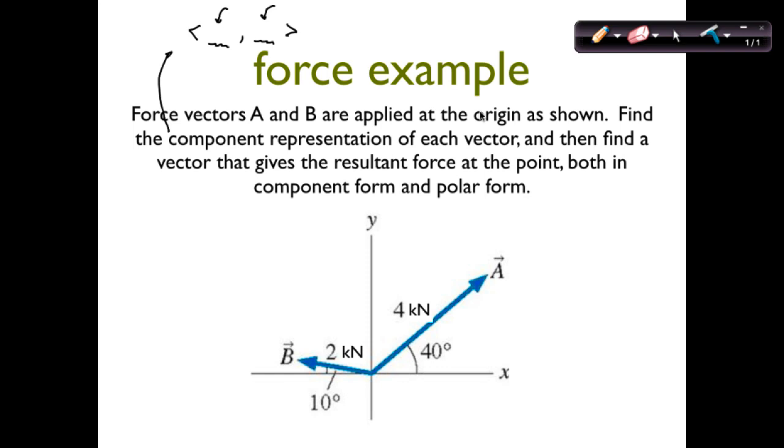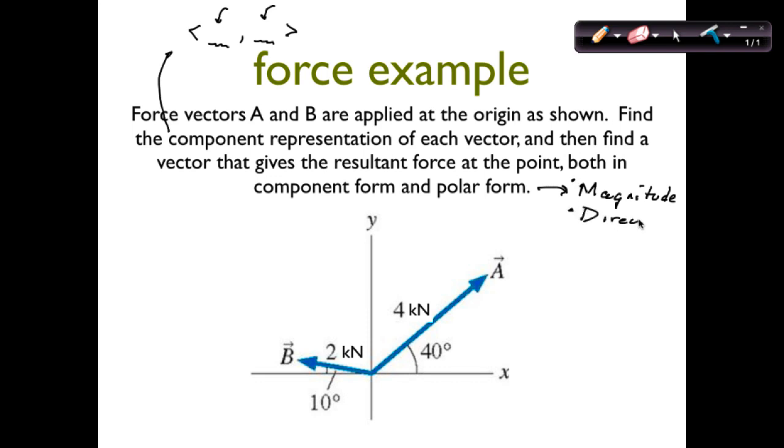All right, but then the polar form goes back to what we said at the very beginning about vectors, that vectors have two aspects. What are the two aspects of vectors? Magnitude and direction. So polar form goes back to the meaning of vectors. It's where you're given a magnitude and direction.